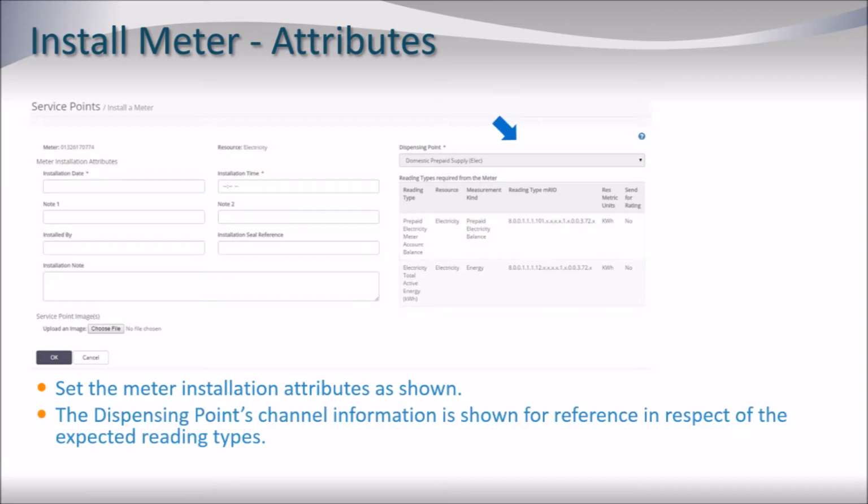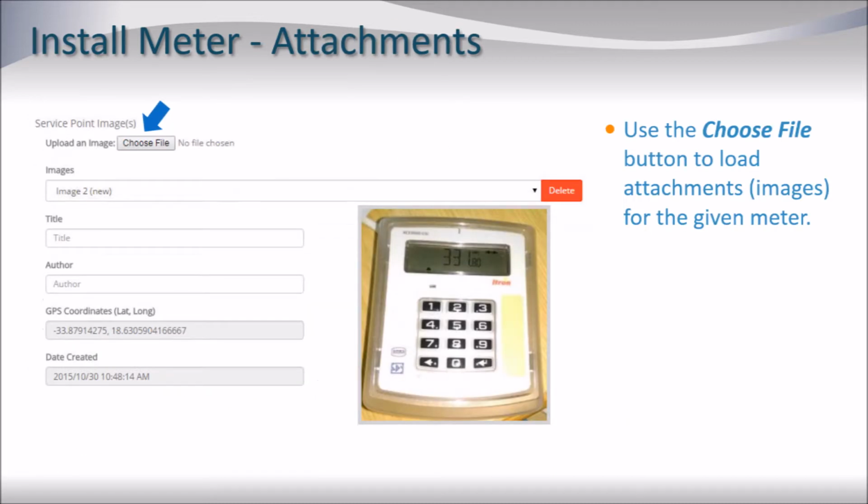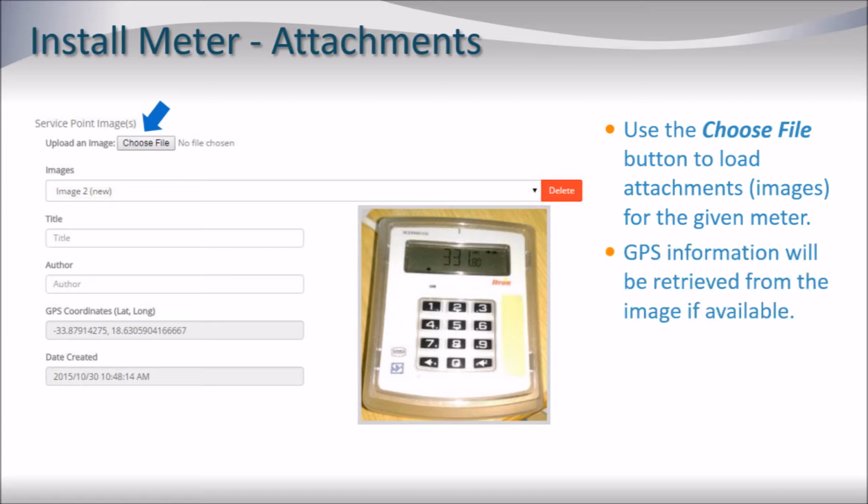The dispensing point's channel information is shown for reference purposes in respect of the expected reading types on the right-hand side. Attachments, that's images, can be associated with the meter installation. If you choose to add an attachment, select the Choose File button to load the attachment for the given meter. GPS information will be retrieved from the image if it's applicable.